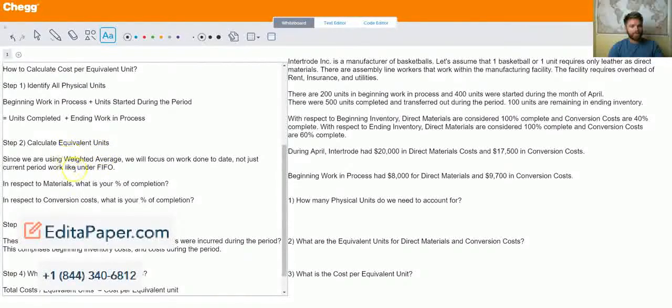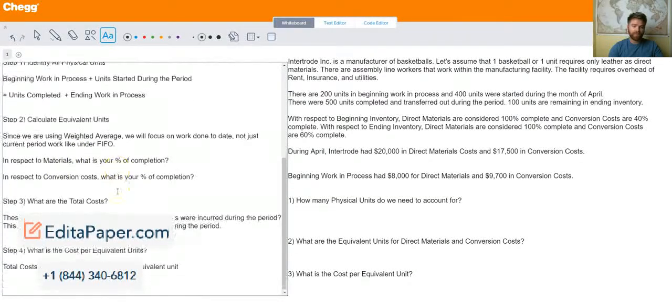So from there, step 2, we'll calculate those equivalent units. We're using weighted average, so we're going to focus on all the work done to date, not just the current period work like FIFO. So we're focusing on all the work. So you have to ask yourself, in respect to materials, what is your percentage of completion? In respect to conversion costs, what is your percentage of completion?